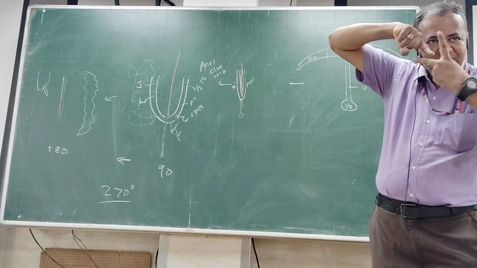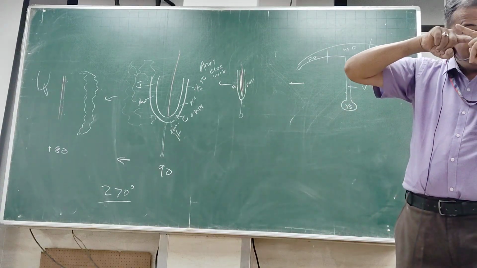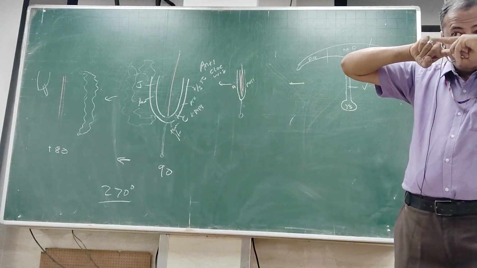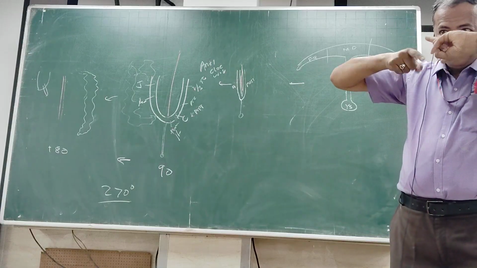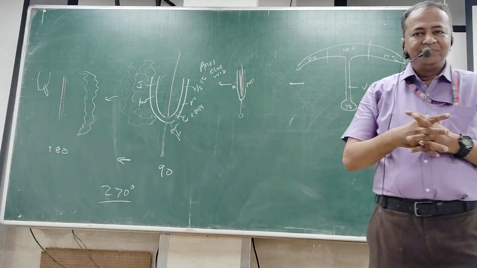So 90 plus 180 is 270 degree anti-clockwise. Most important word. This is happening anti-clockwise. Clock moves like this. This is happening anti-clockwise. Thank you.